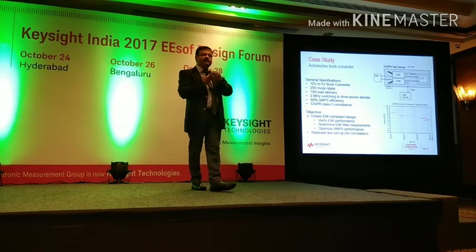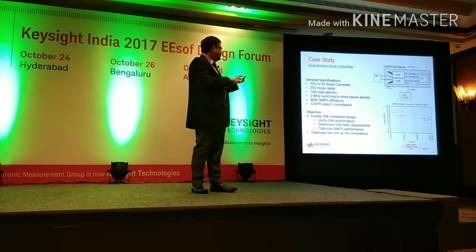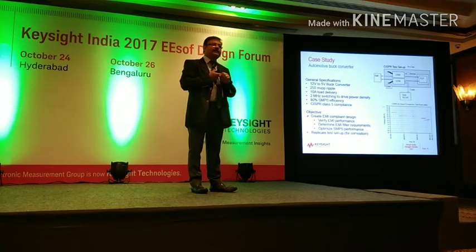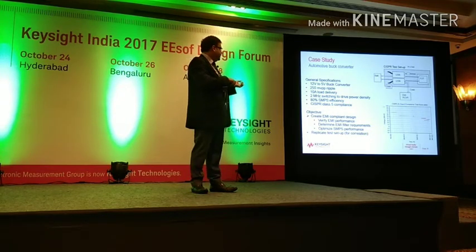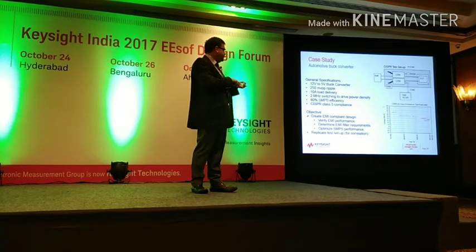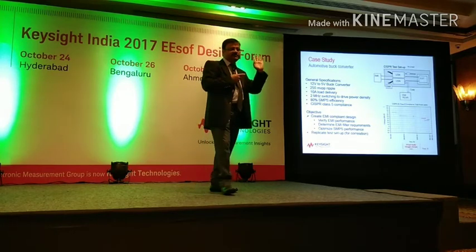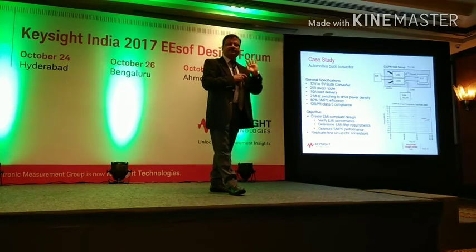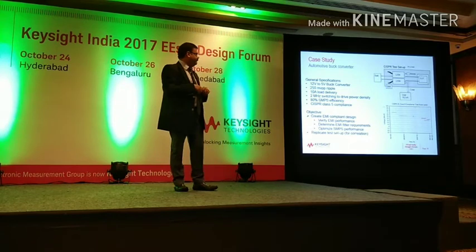Automotive Buck Converter, 12 volt to 5 volt, 250 millivolt ripple allowed on voltage, 10 ampere, 2 megahertz switching speed, 80% efficiency required, should be SysPIN class 5 compliant. So these are the design goals which we need to make the design for.